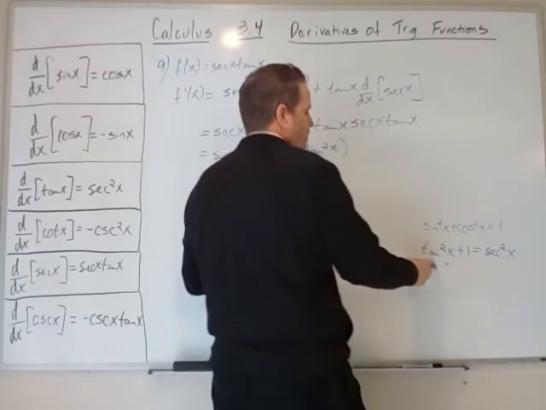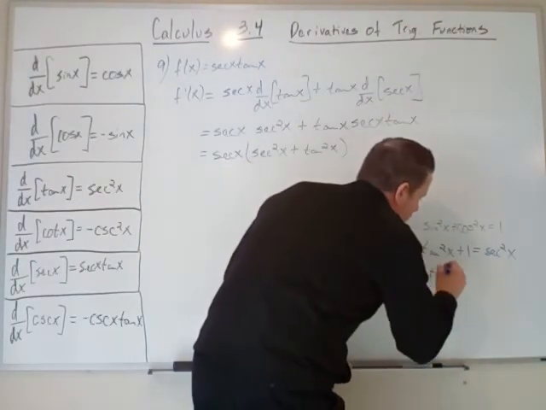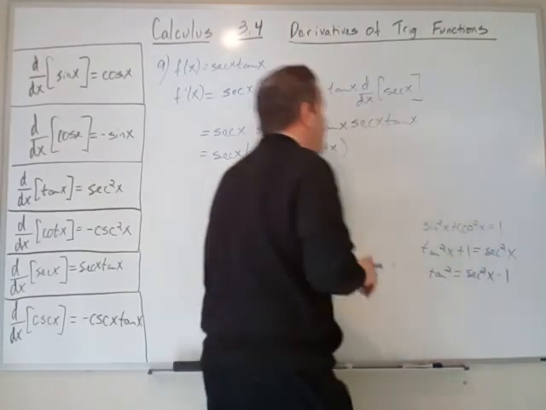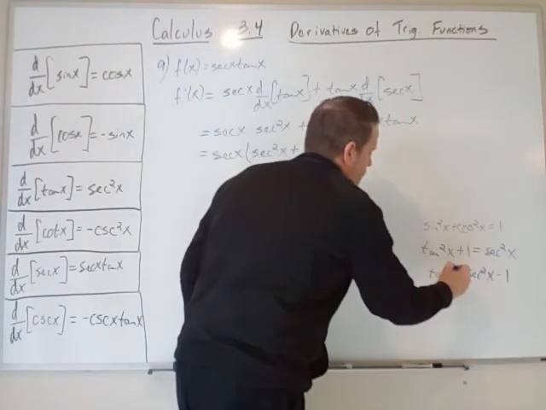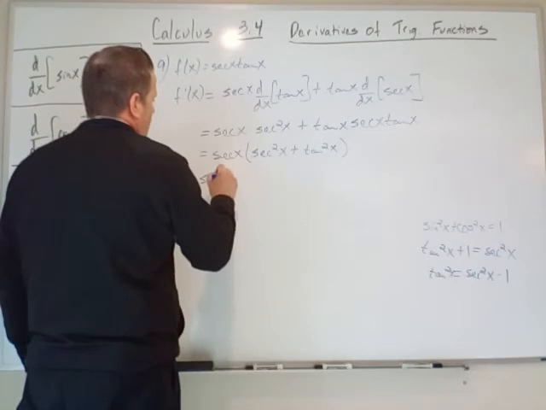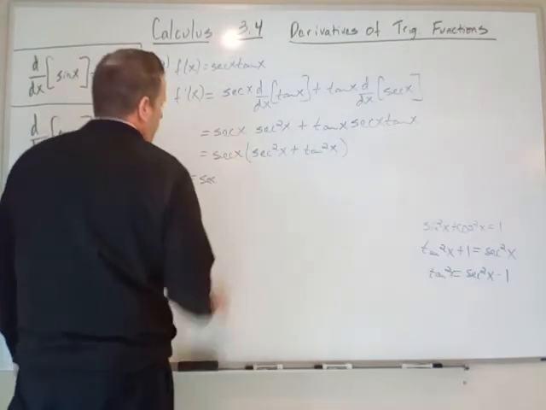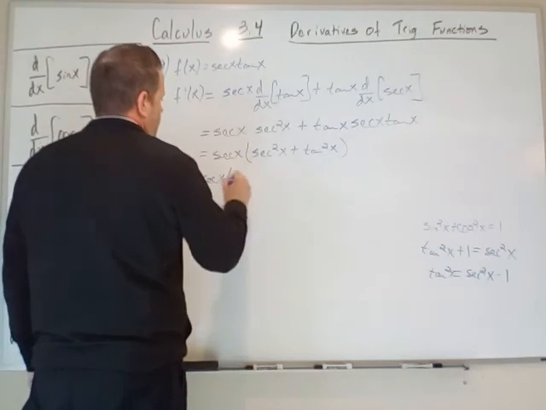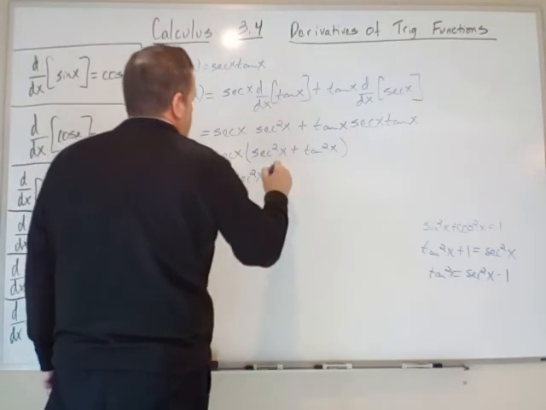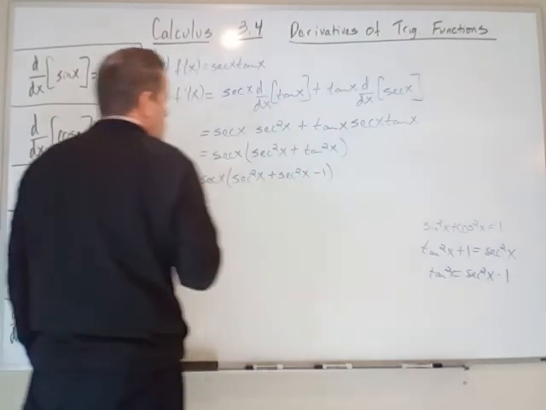So I already know tangent squared plus 1 equals secant squared. So if I move that 1 to the other side, I end up with secant squared x minus 1. And that's what tangent squared of x equals. So I'm going to take this another step. I got secant, not squared, just secant of x. And then I've got secant squared x plus tangent squared x, which equals secant squared x minus 1.